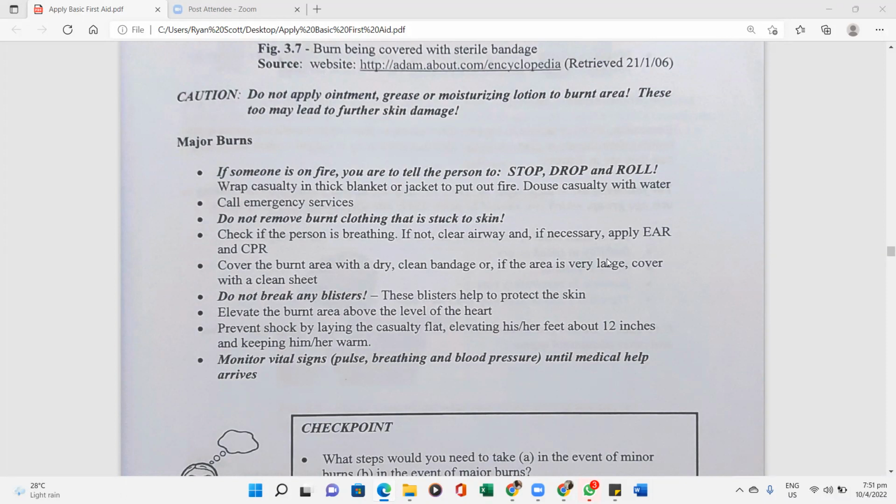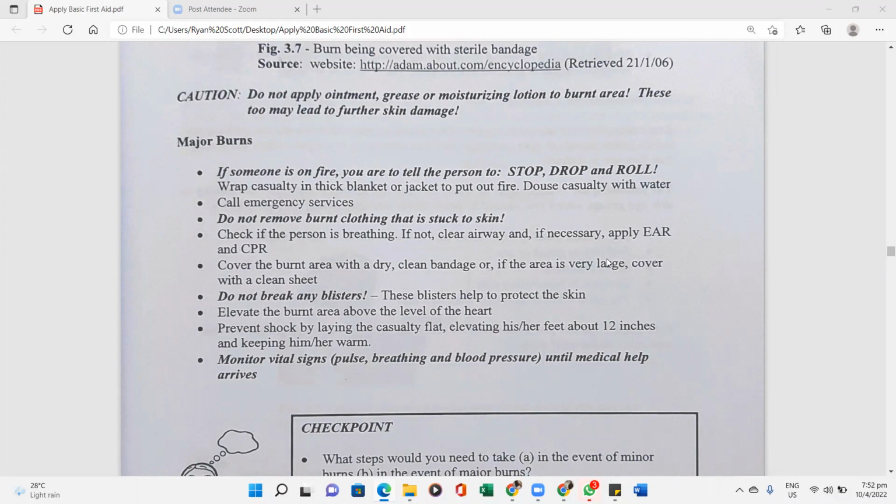All right. If someone is on fire, you are to tell the person to stop, drop, and roll. Wrap the casualty in a thick blanket or jacket to put out the fire. Douse the casualty with water and call emergency services. Do not remove burnt clothes that are stuck to the skin. You heard that? Don't pull off the clothes that are stuck to the skin.